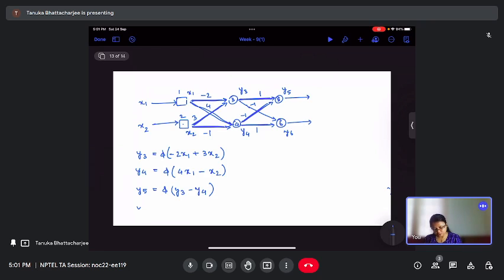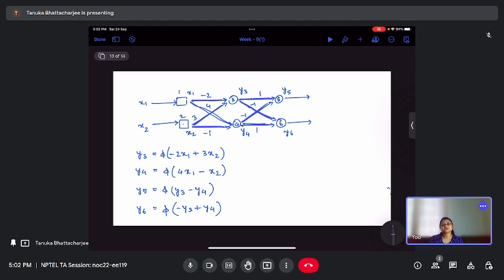Similarly, you can compute y6. So y6 is also getting the inputs y3 and y4. y3 is connected to the 6th node by the weight minus 1, and y4 is connected by the weight 1. So the combination that will be computed here is minus y3 plus y4, and you will apply the activation function on top of it. So these are the equations for the outputs of each of the neurons.